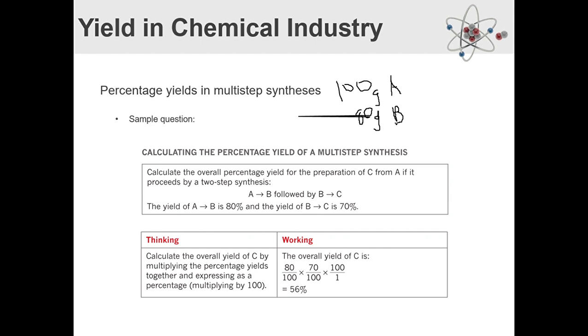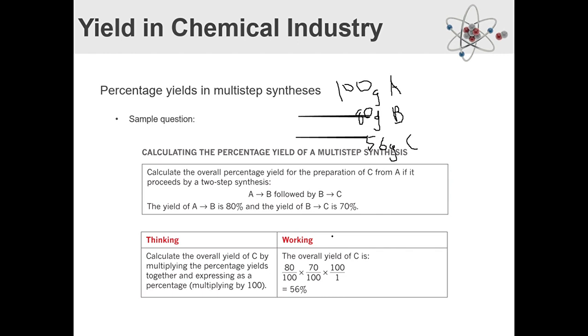Because we only made 80%, and to go from 80 grams of B to C, it becomes 56 grams. Another way that you can just look at this is 0.8 times 0.7 times 100.